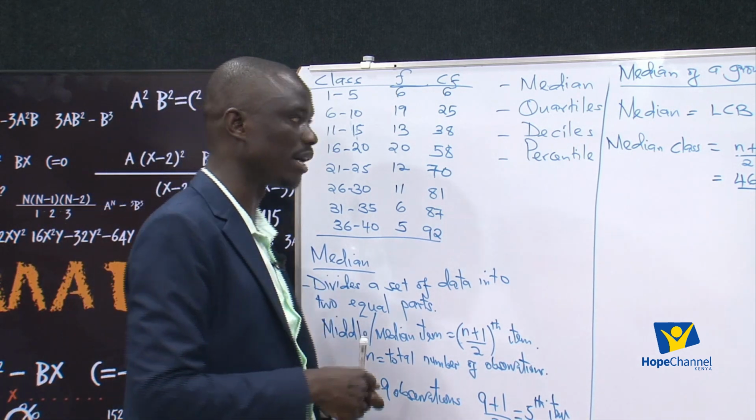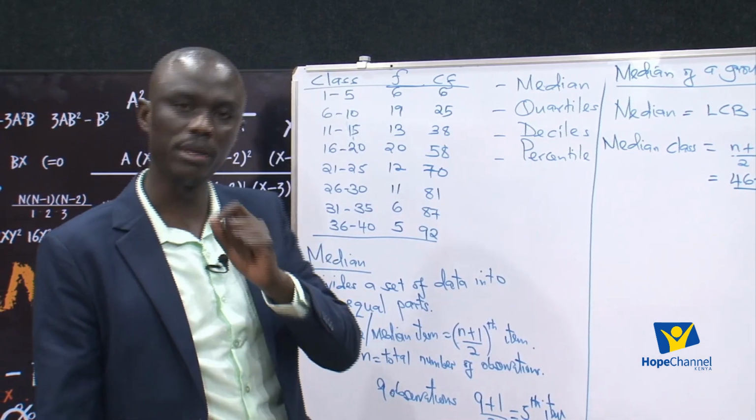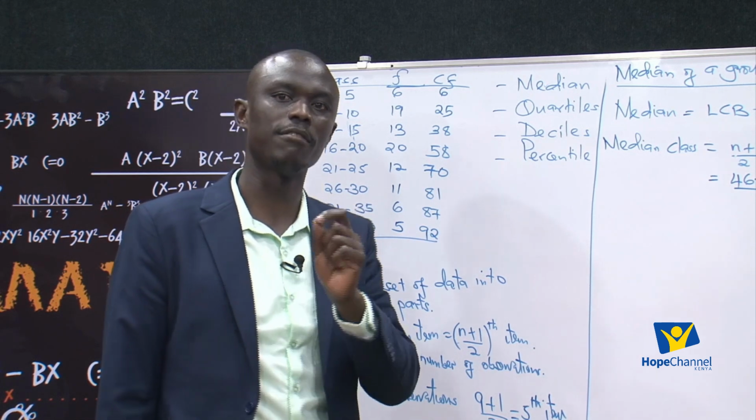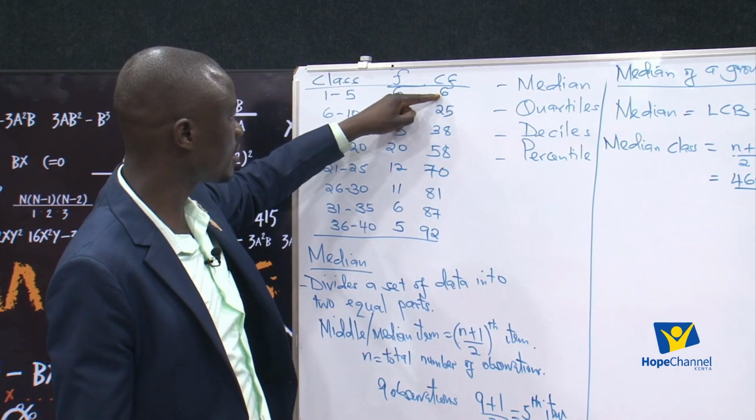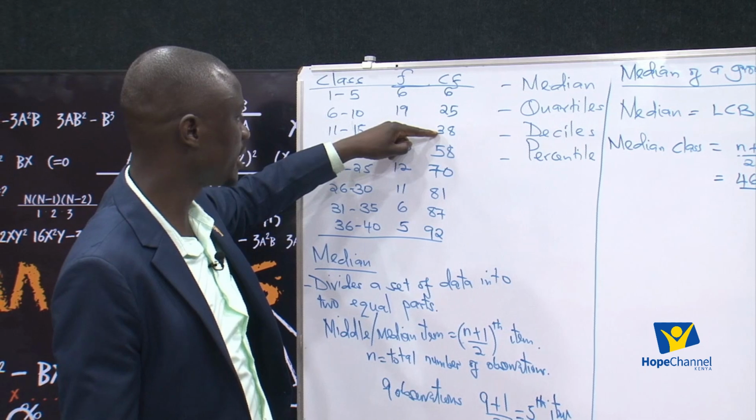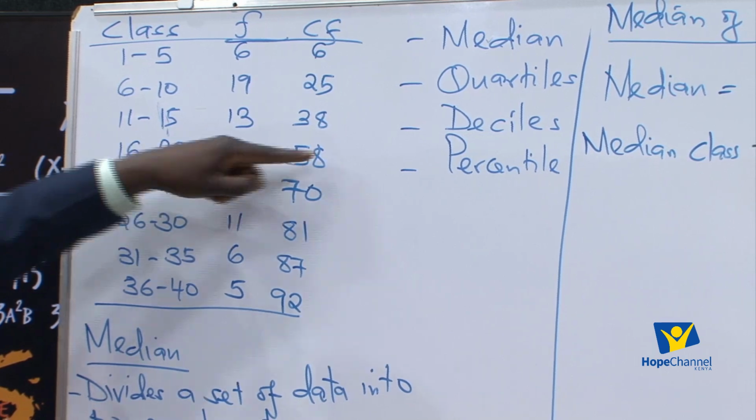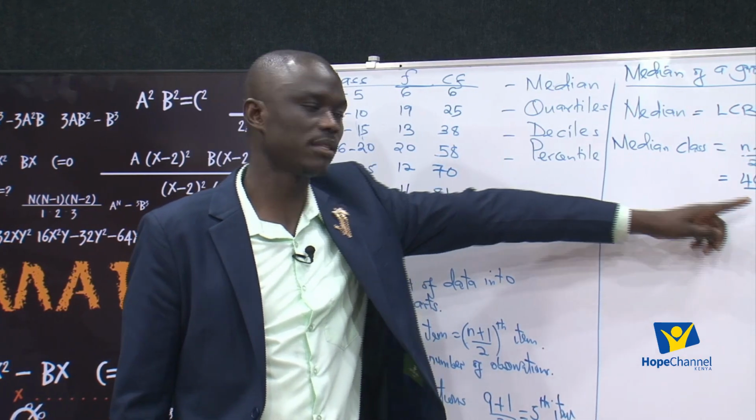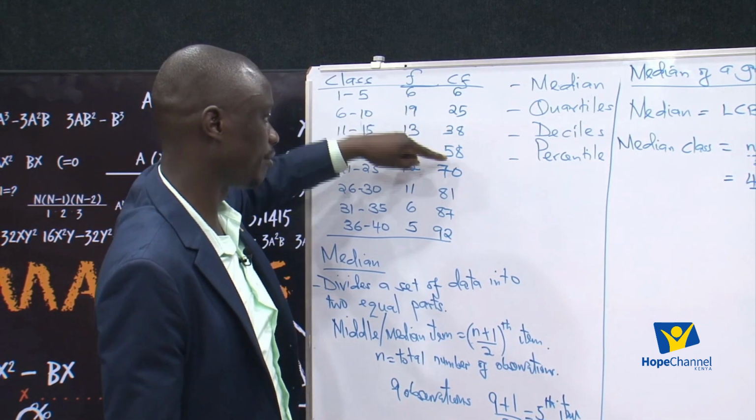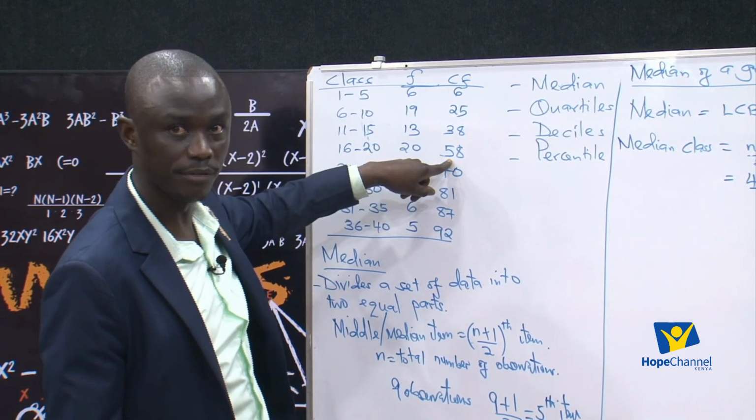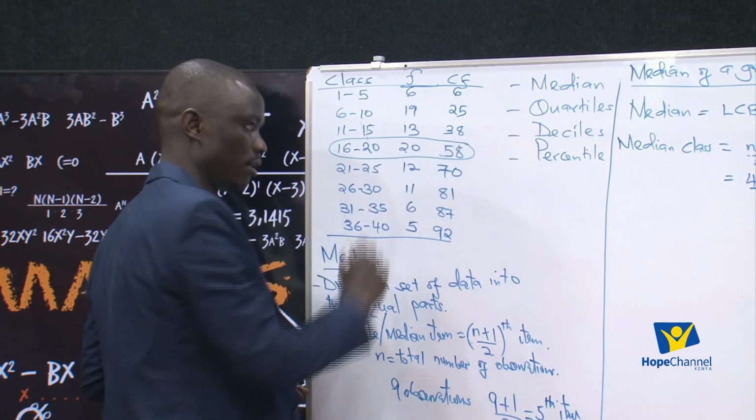So let's look at where we are going to find this. We go back to our column of cumulative frequency and ask ourselves, where is 46 falling? Like we can see, 6, 25, 38, 58. So from 38, we go to 58. But what do we want? We want 46. So 46 is above 38, so we cannot say here, but 46 will be found in 58. So this is where the median is going to fall.